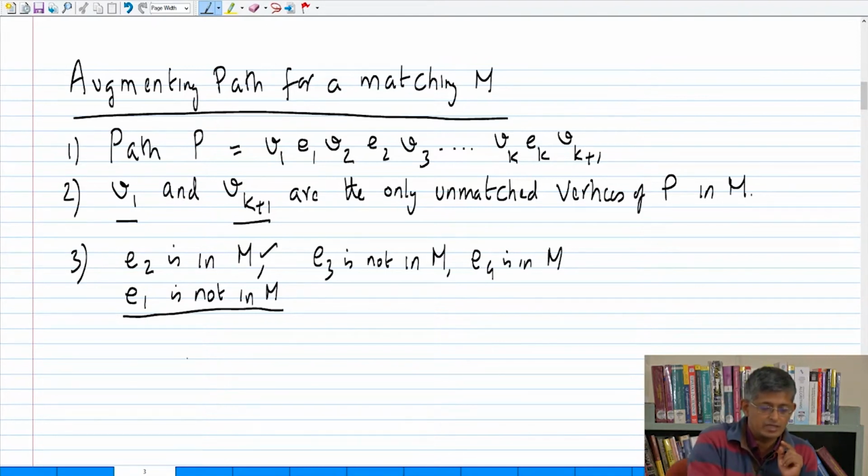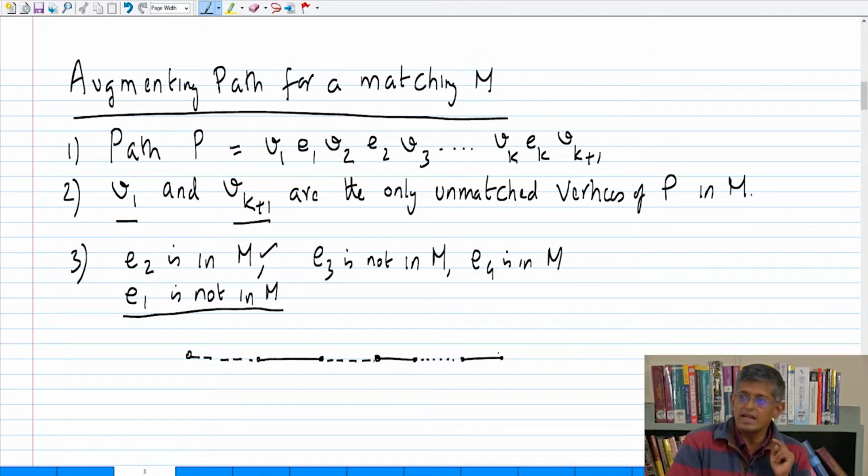So, in other words, the picture will look like this: dotted line not in the matching, dark line in the matching, dotted line not in the matching, dark line in the matching, dotted line, dark line, and what will it end with? So, what can you say about Ek? Quite obviously it is a dotted line, it is not in the matching.